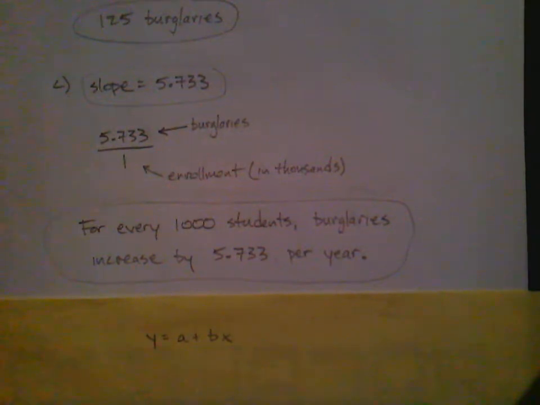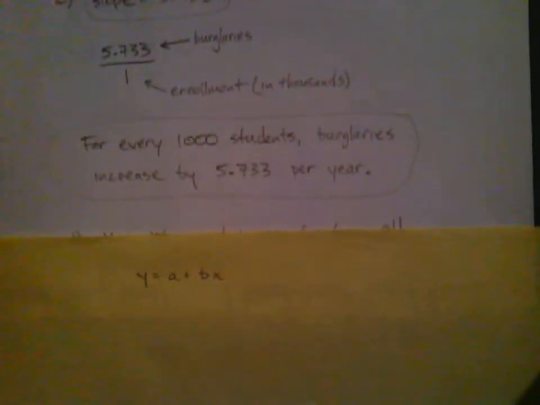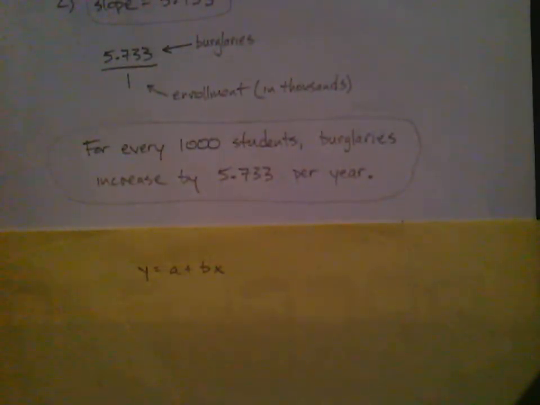Oh, I didn't realize I had part D here as well. What does part D say? Say another college was found with an enrollment of 33,000 students, and they had 200 burglaries. Should this data point be considered as an outlier? Okay, so we just got information from this other college. They had an enrollment 33,000, and we can see that they had 200 burglaries. Should we consider that an outlier compared to the data values we already have?